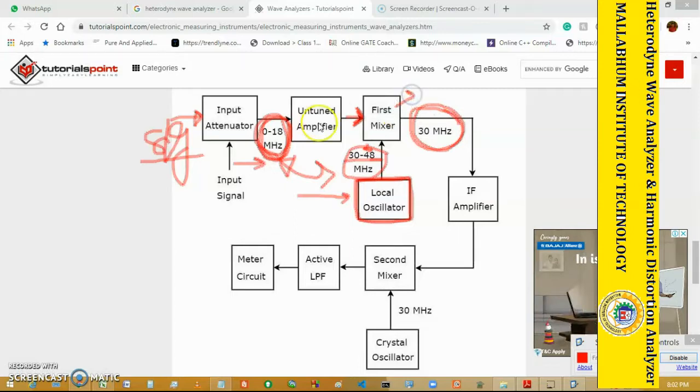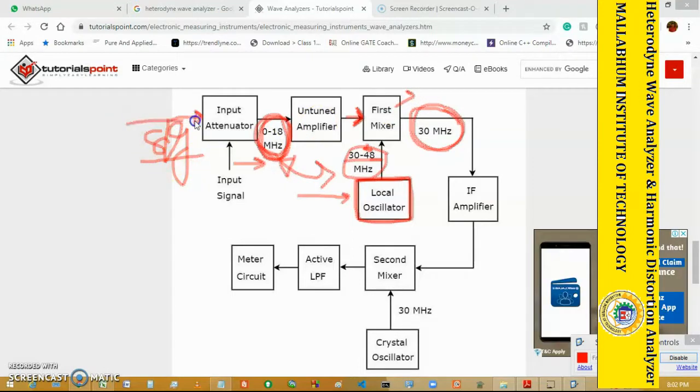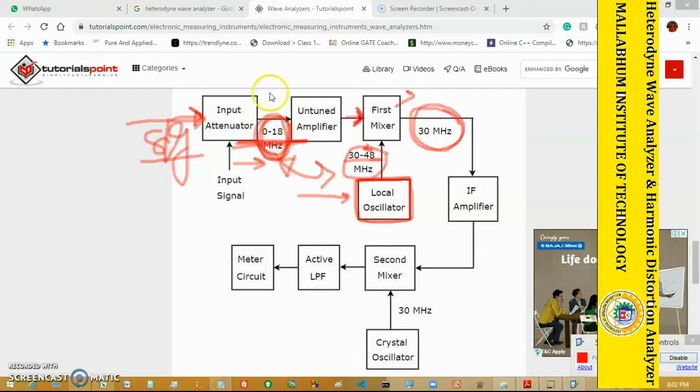So the first step is that the input signal is fed to the input attenuator. Next, after the input attenuator, the raw signal is from 0 to 18 megahertz, and from this 0 to 18 megahertz signal we want to transfer the signal into a 30 megahertz signal.